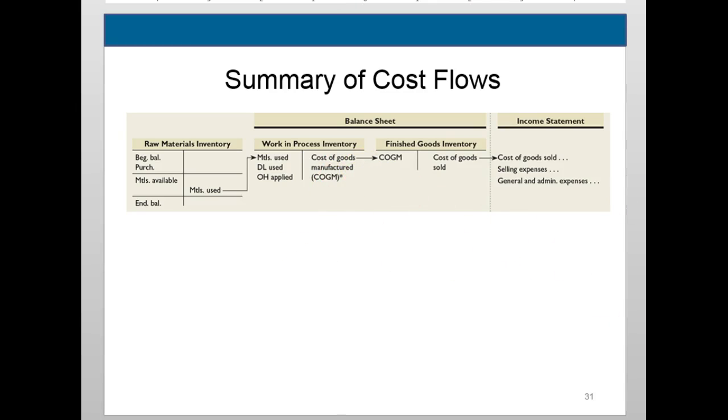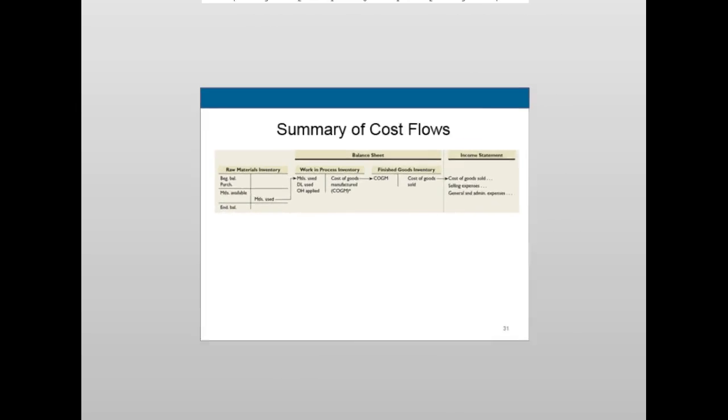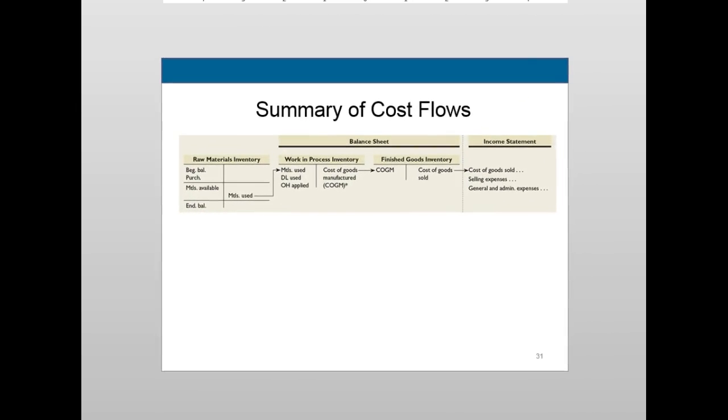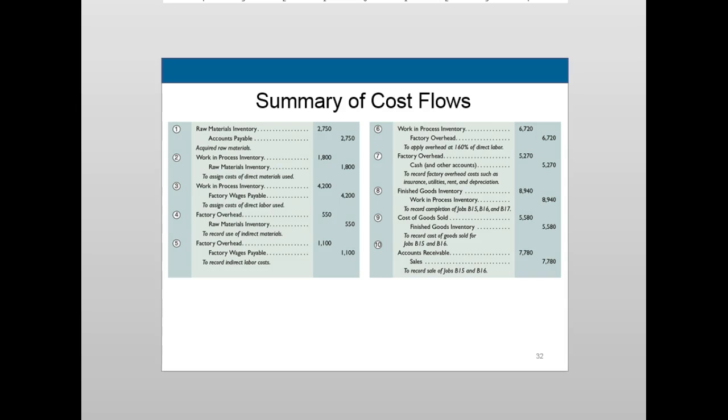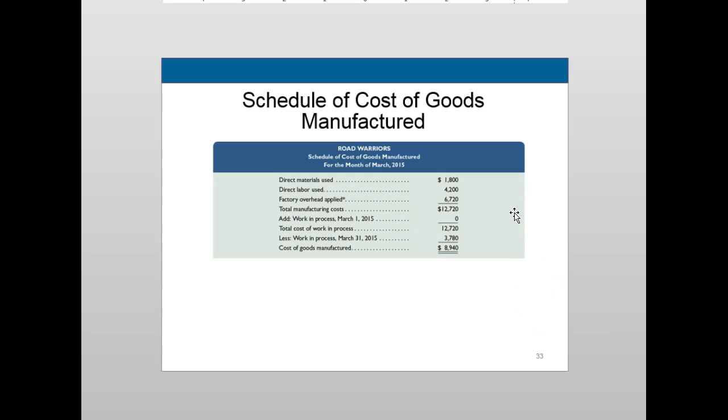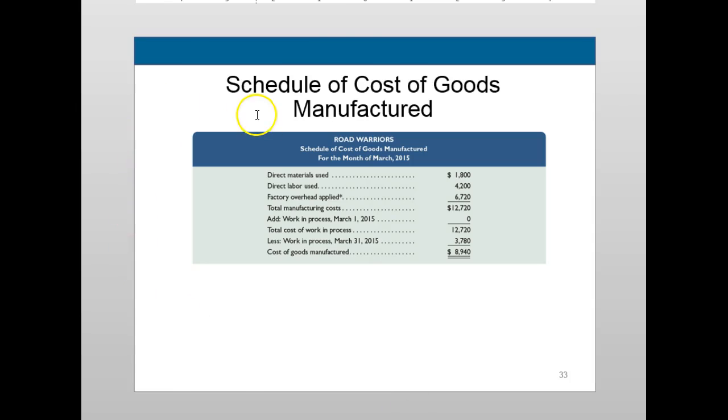So, let's look at the next one. Whoa, I made that way too small. Can you see that? Here's the summary, okay, as you look at it in journal entries. And then here's that schedule of cost of goods manufactured, which gets transferred into the finished goods.